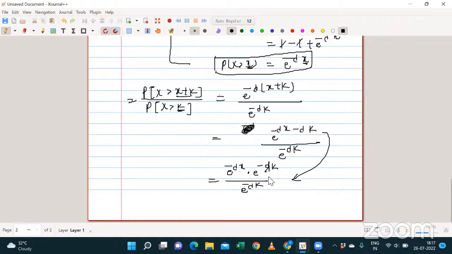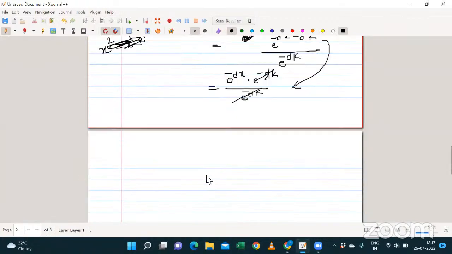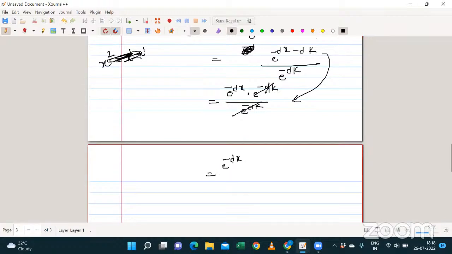Is it clear? Yes, sir. If you have x square, then you can write x power 1 into x power 1, right? So just separate the terms. Okay, so this e raised power minus lambda k will get cancelled out by the denominator one. Now, if you see what we get here, we got probability x greater than x plus k, given x is greater than k, we got e raised power minus lambda x, which is nothing but the probability x is greater than x.